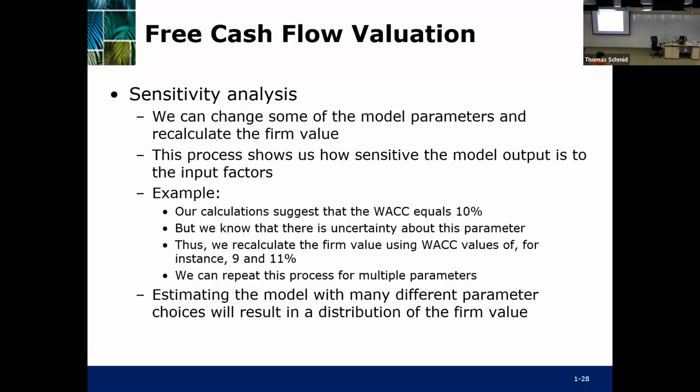So for example, you use the capital asset pricing model, and according to your calculation, the WACC is 10%, but you know that there is uncertainty about that. It could also be 11 or 9% or something like that. So then you recalculate the whole firm value using WACC values of 9 and 11 and look at how this changes the outcome. And you can repeat this process for multiple other parameters where you change them a little bit and see how the value changes.